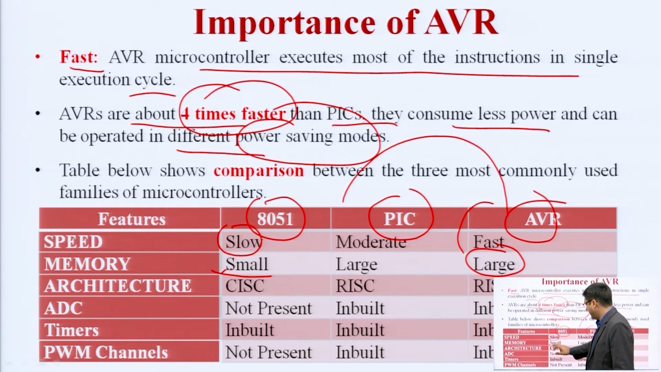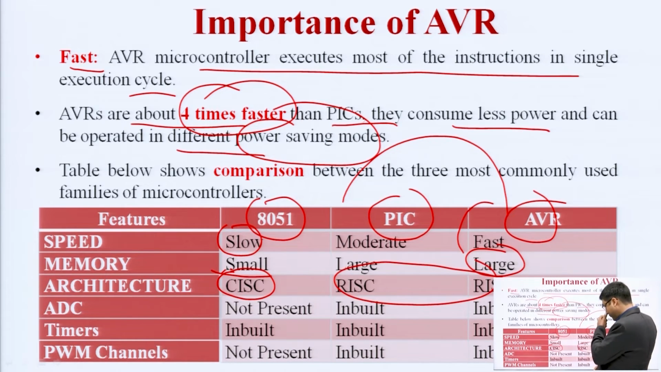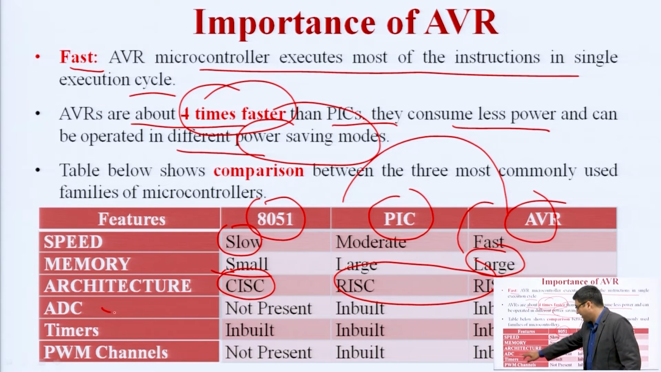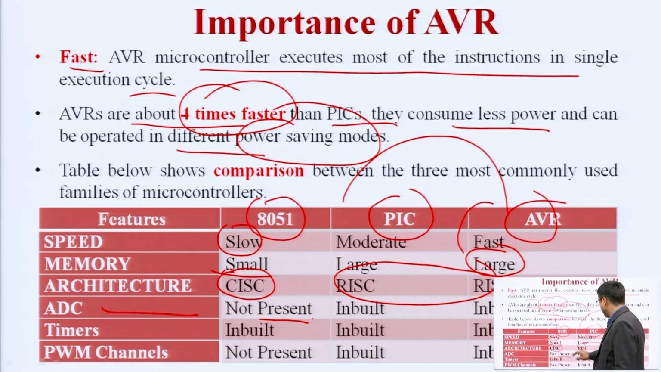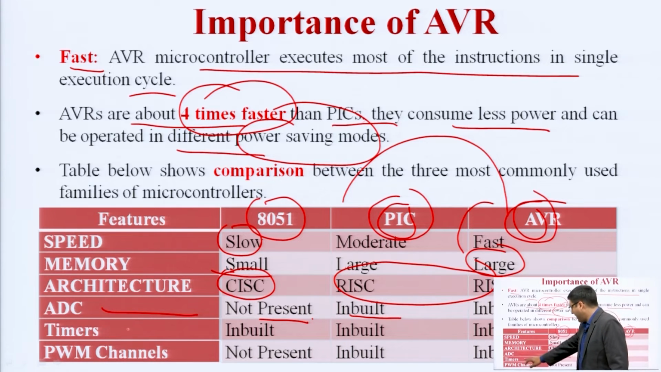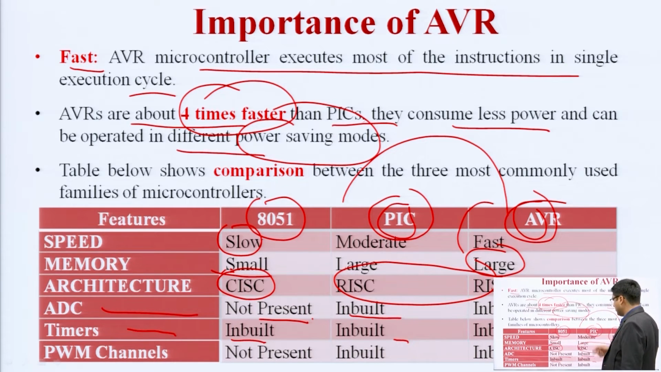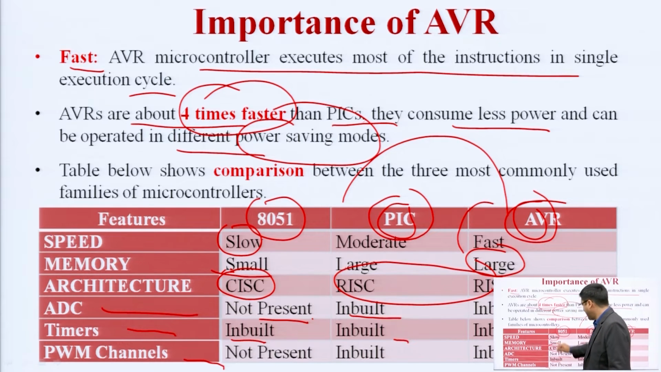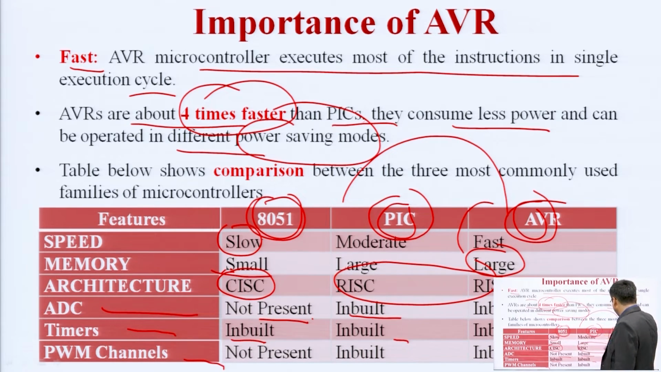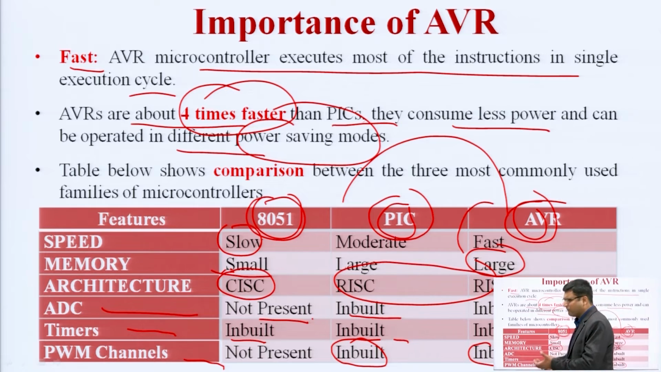Architecture: 8051 follows CISC architecture, and both the PIC and the AVR follow RISC type of processor. We have seen this in our previous slides. ADC is not present in the 8051 microcontroller, but in PIC and AVR it is inbuilt into the chip. Timers are inbuilt on the microcontrollers. PWM channels are not present in the 8051, but in PIC and AVR they are present inbuilt in the same chip. So there are various advanced features available in AVR as compared to the 8051. We use this microcontroller in most of our applications.